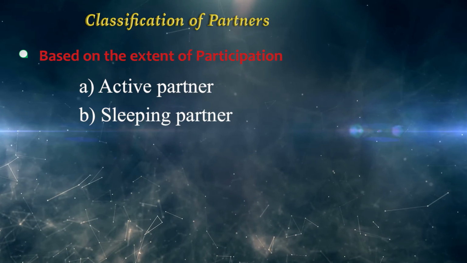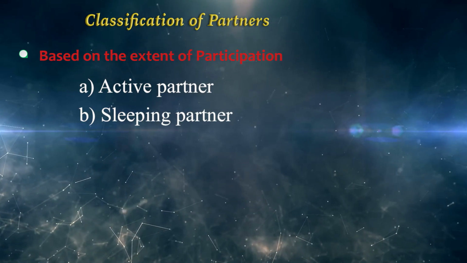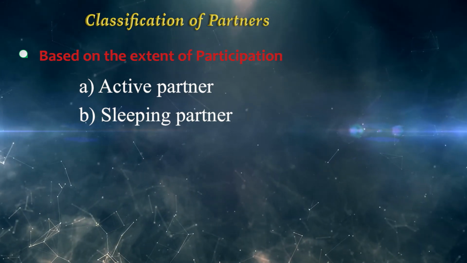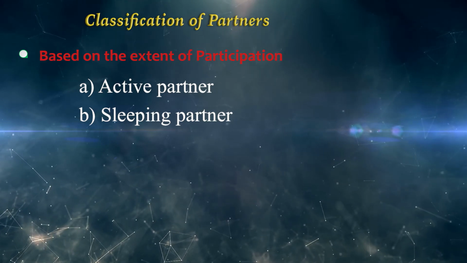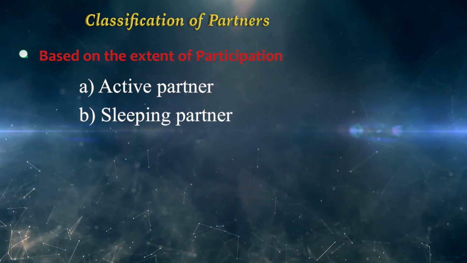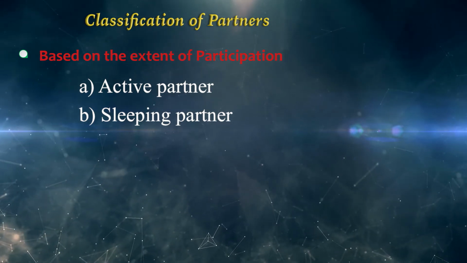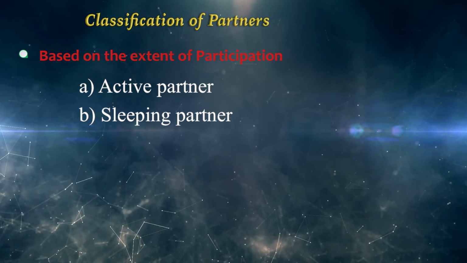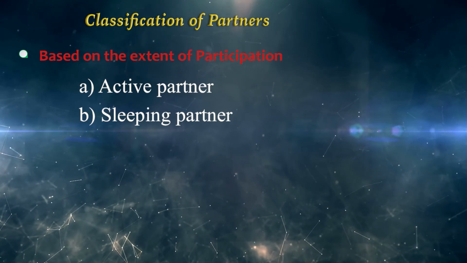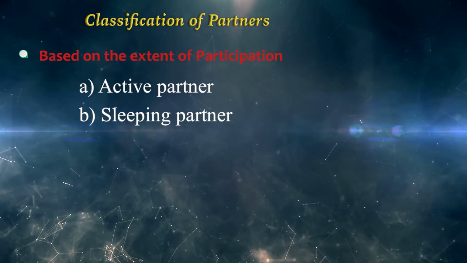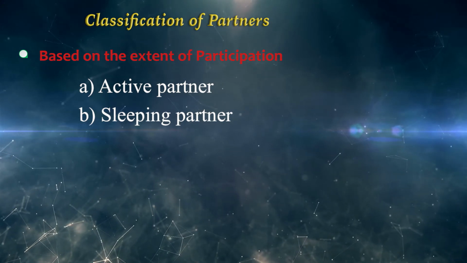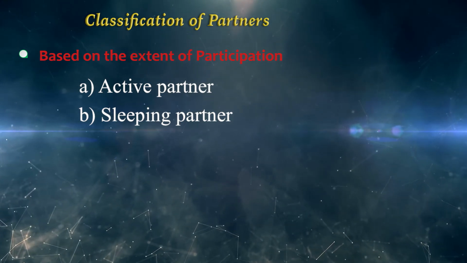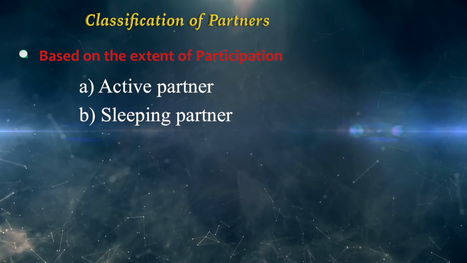The first is based on the extent of participation. Based on the extent of participation, there may be an active partner and a sleeping partner. As the name suggests, an active partner takes an active part in all business activities. Therefore, he is known as an active partner. He is also known as a working partner because he participates in most of the activities of the business and is very active in them.